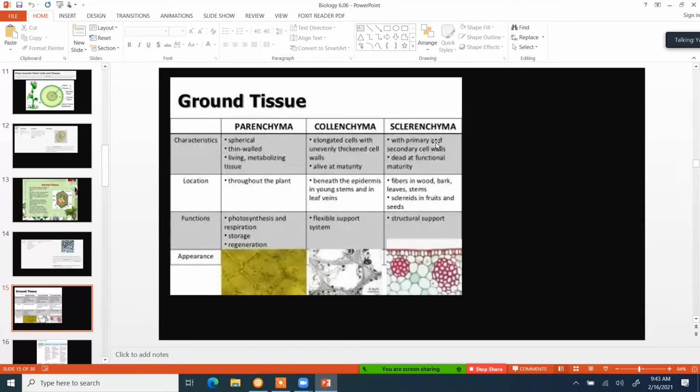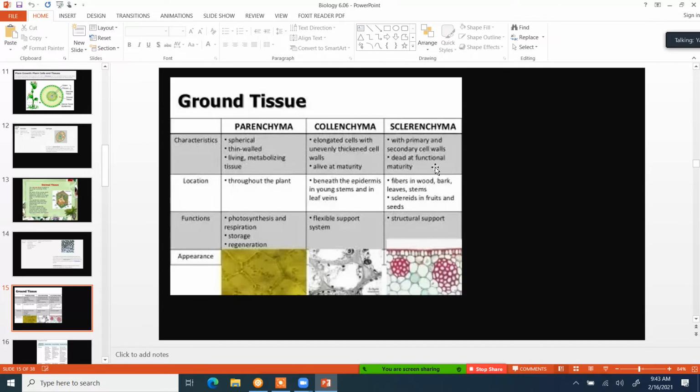Sclerenchyma cells are dead. In the beginning they're alive, but when they're performing their function, they're dead. They die, and just the outline of the cell is still left. Wait, hold up. Is this collenchyma or sclerenchyma? Okay. So sclerenchyma is in woody plants. What they do is they grow, and eventually they die.